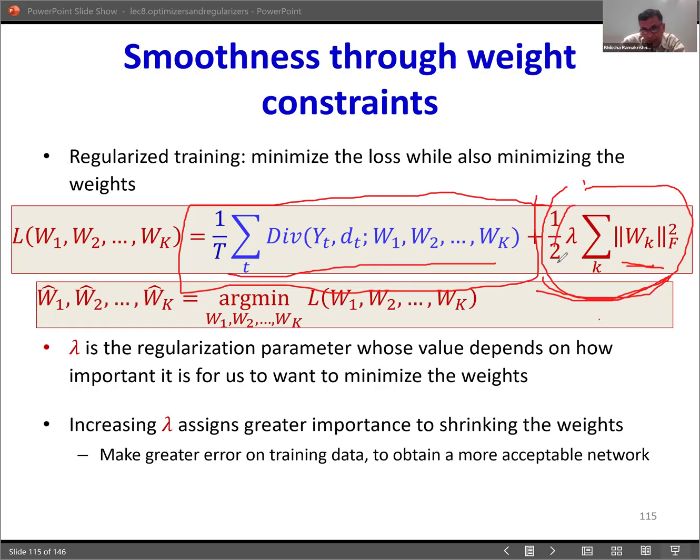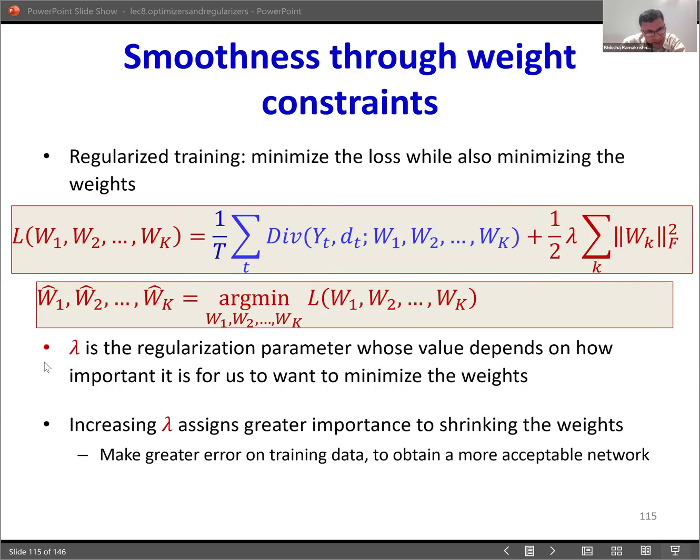And this lambda over here tells you how important it is for the weights to be minimized. The larger the lambda is, the more the network is going to focus on ensuring that the weights are small. This half over here is just a convenience factor because you're using the squared norm. And now, when I perform gradient descent, I'm going to be performing it using this modified loss function, which also has the squared norm of the weight.